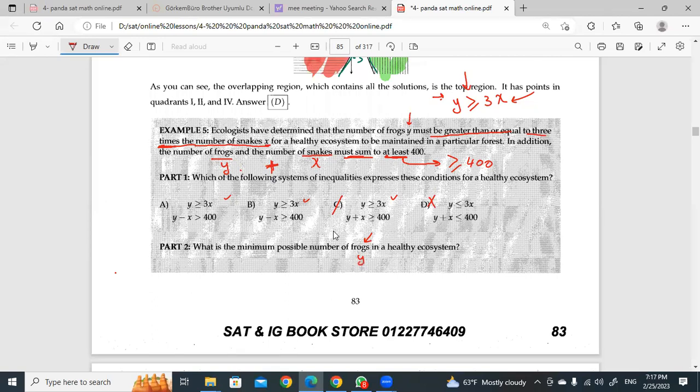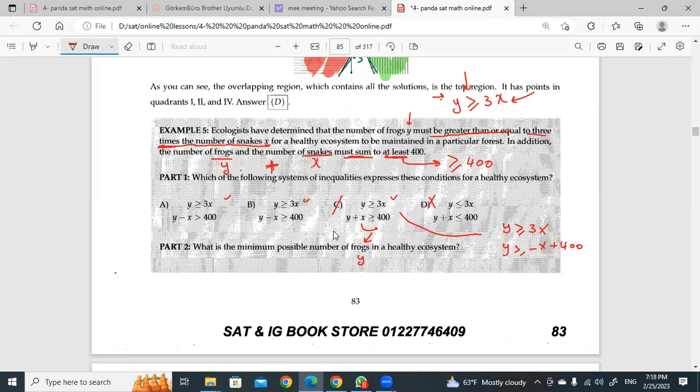Perfect. So right now, you have to get the first equation, which is y greater than or equal to 3x. Also, you have to prepare the second equation. What is the second equation? It's y, and I will move the x to the other side. It will be greater than or equal to negative x plus 400. Clear? Yes.